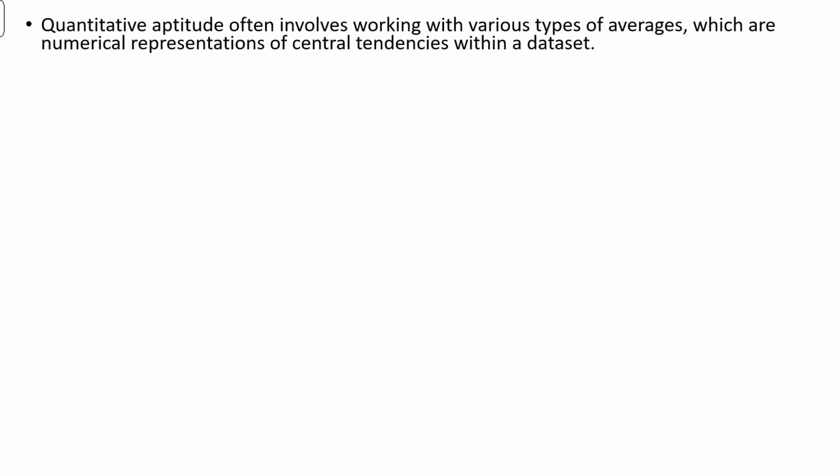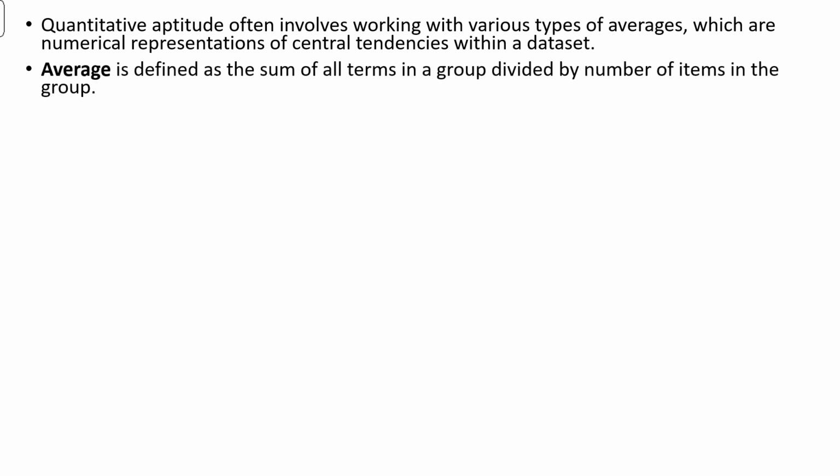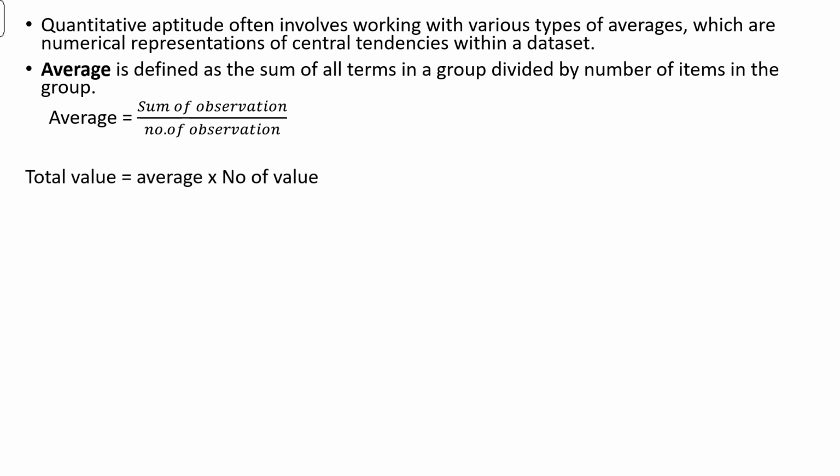Quantitative aptitude often involves working with the various types of averages, which are numerical representations of central tendencies within the data set. Average is defined as the sum of all the terms in the group divided by the number of items in the group. That is, average equals sum of observations divided by total number of observations. Or you can find total value equals average into number of values.